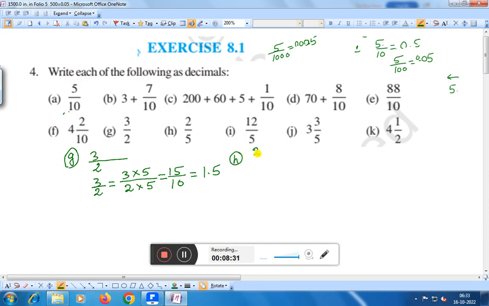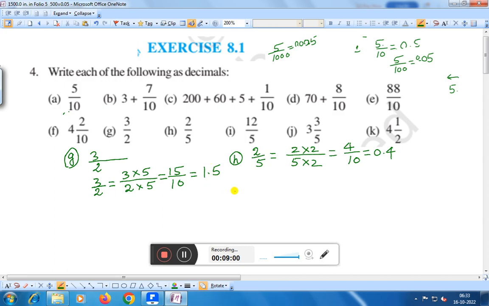Now H. H is 2 by 5. It can be written as 5 multiplied with 2 to get 10, right? If we multiply the numerator also, 2 into 2, that is 4 by 10, that is equal to 0.4, because you have to shift the point one place towards the left.